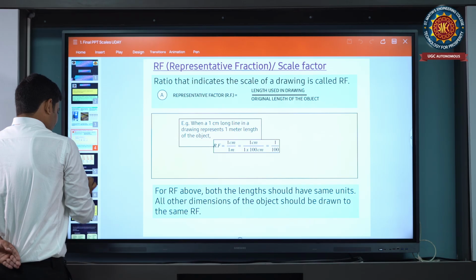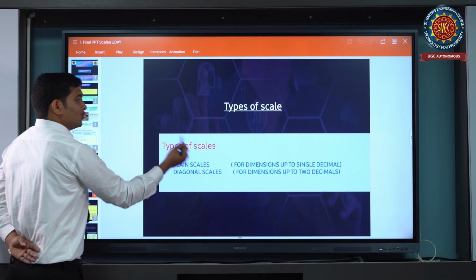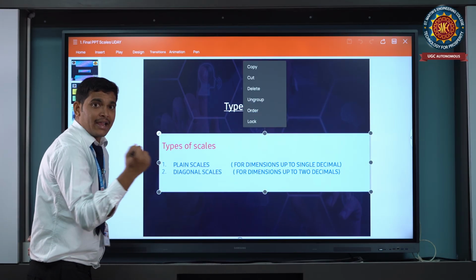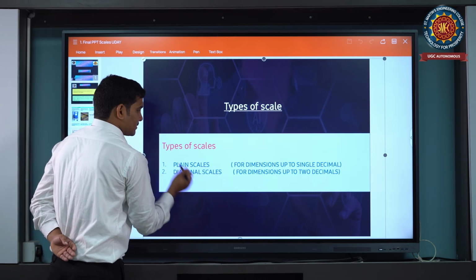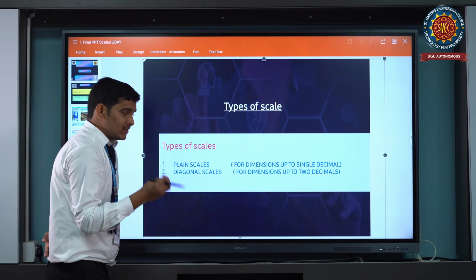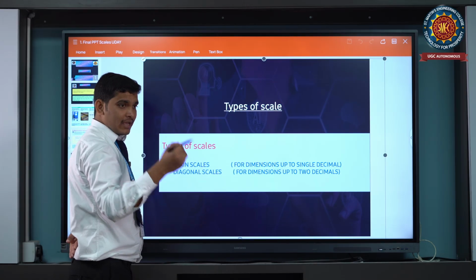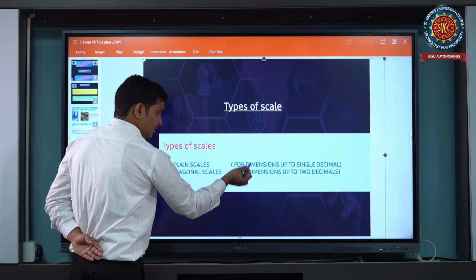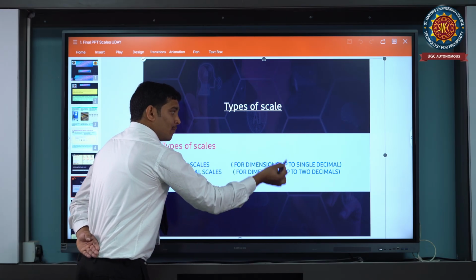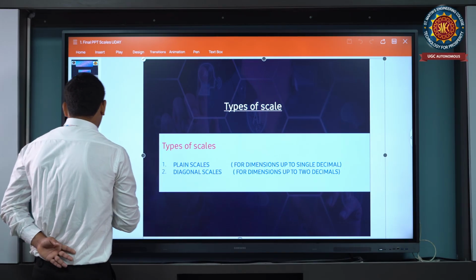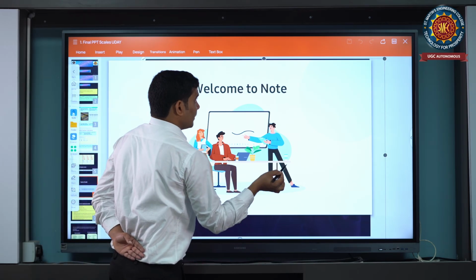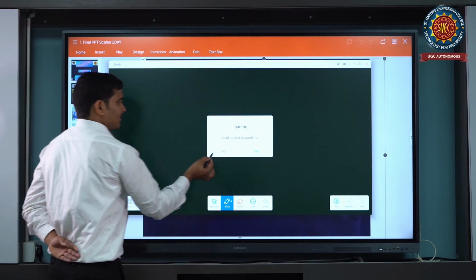Now, mainly the scales are of two types. The first one is the plane scale and the second is the diagonal scale. In the plane scale and diagonal scale, they are used to measure dimensions in two categories only, like subdivisions. First of all, 1 mm is divided into subdivisions, and the second one is also divided down to the micro level. By using the plane scale and diagonal scale, first of all, the plane scale is maximum.